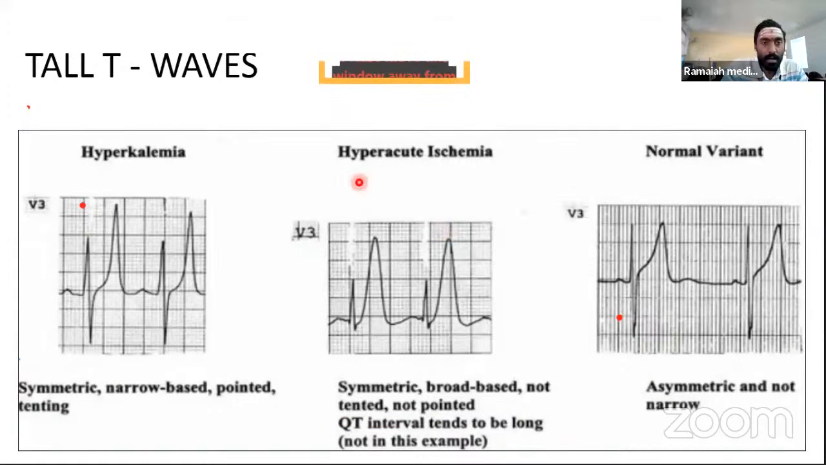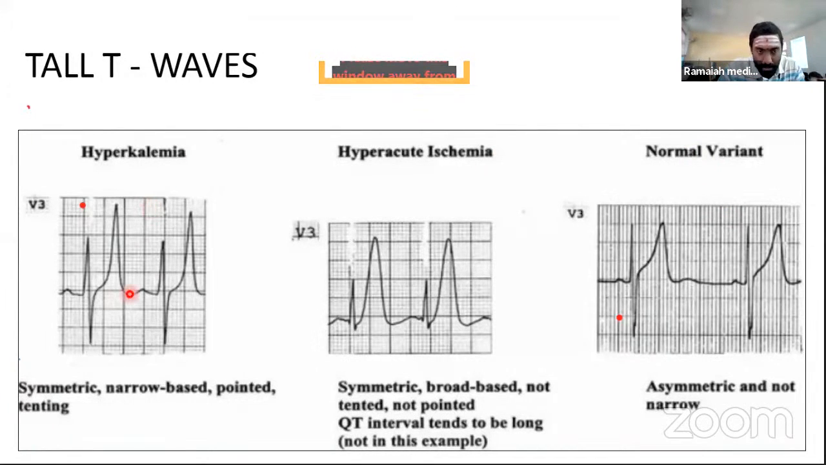So how do you define a tall T wave? More than 10 millimeters in the precordial leads and more than 5 millimeters in the limb leads. The three differentials for a tall T wave: one is hyperkalemia, one is hyperacute ischemia, and one is a normal variant. Normal variant we'll see next.